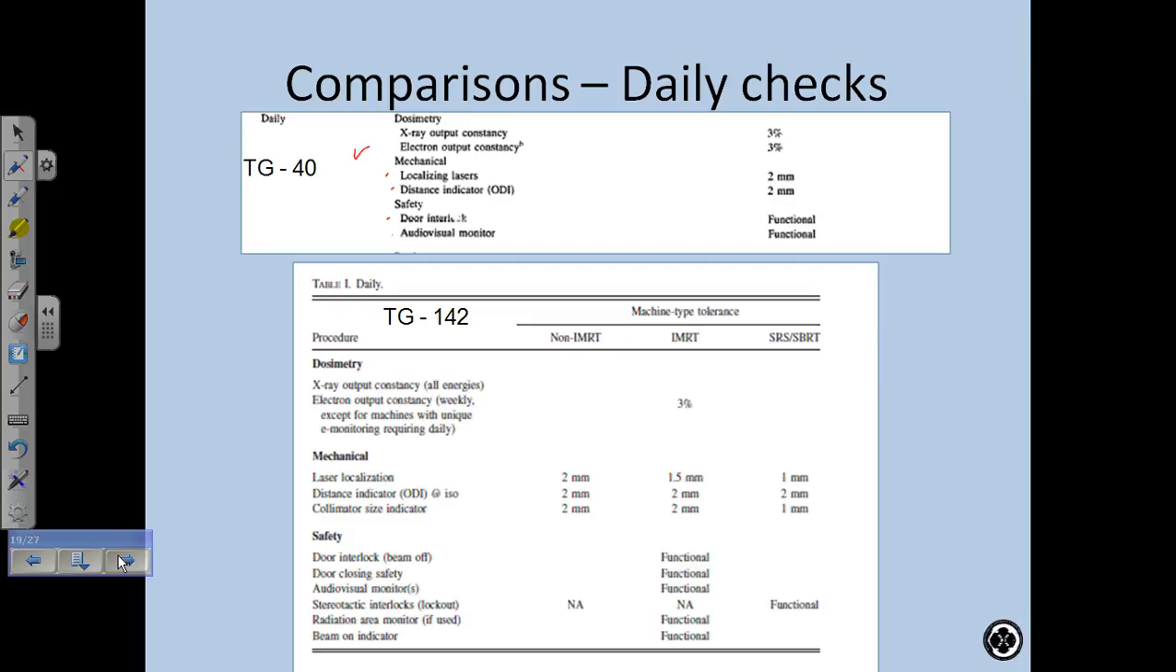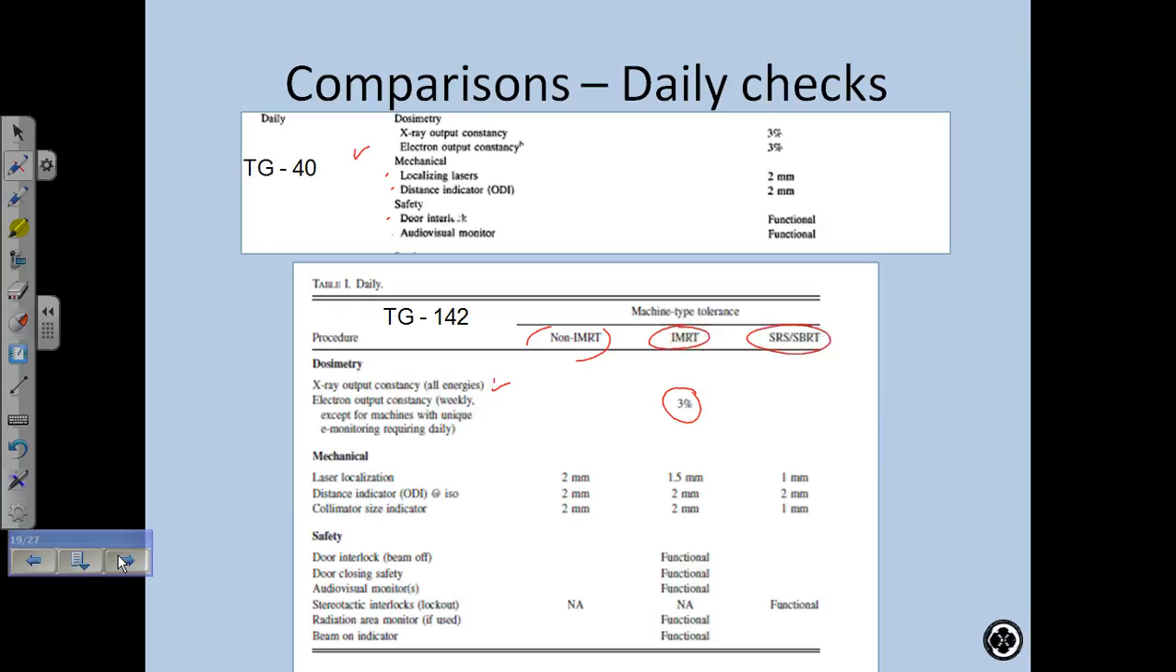Okay, and then look at the daily over here. So things got a little more complicated. First of all, there are 3 columns: non-IMRT, IMRT machines, and stereotactic patients. Okay, so it's not a very efficient use of space, and there's a lot of white space. But anyway, they've split those up. X-ray output constancy for all energies, 3%. Okay, that's the 3% that we were talking about before. All right, and then mechanical.